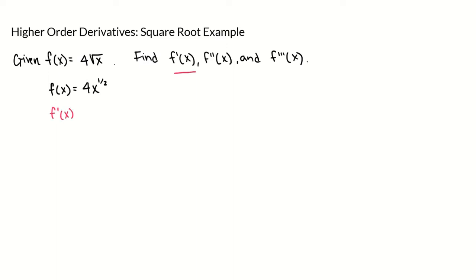we can use the power rule. Bring down the 1/2, 1/2 times 4x, and subtract 1 from the power. So 1/2 minus 1 is negative 1/2. We can simplify that a little bit. Half of 4 is 2, x to the negative 1/2.